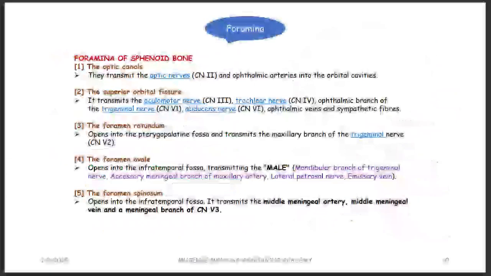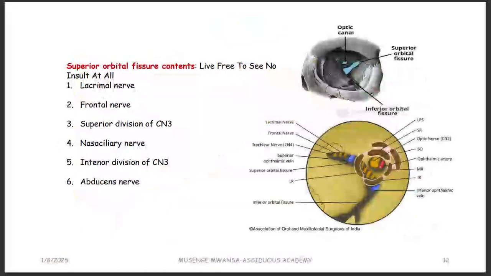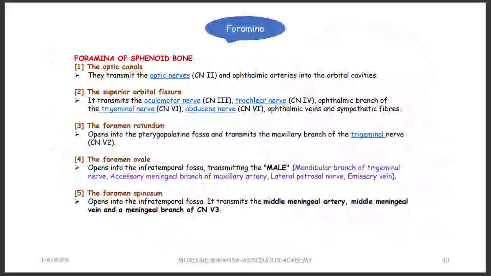Okay, so starting now with the optic canal, what passes in the optic canal is actually the optic nerve, which is cranial nerve number 2. Besides the optic nerve, you are also having the ophthalmic artery. Ophthalmic artery is the artery that supplies the eye. So it makes sense that it should pass through here, because the optic nerve is going to the eye together with the ophthalmic artery. The superior orbital fissure has got a lot of contents, and you need to know the contents in order. But just for now, so that you can just know the general, you have got cranial nerve 3, 4, 5, and 6.